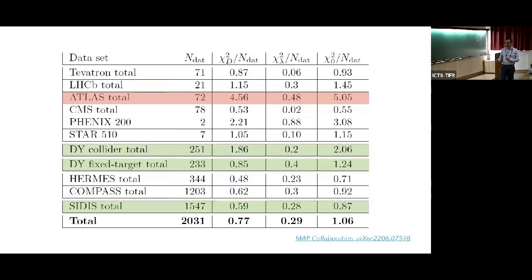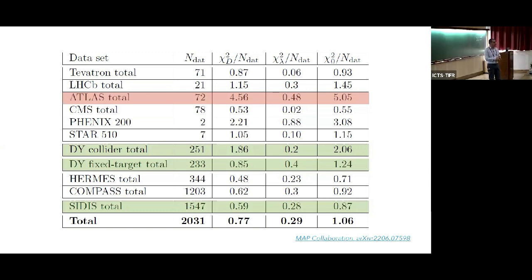So, semi-inclusive DIS and Drell-Yan. Drell-Yan fixed target, maybe not such a beautiful chi-square. And see, this is a very good chi-square. Maybe the problems come from Drell-Yan collider data, because in the data sets we are considering, there are some data sets that at the moment we are not able to describe very well. Mainly, these are ATLAS data.